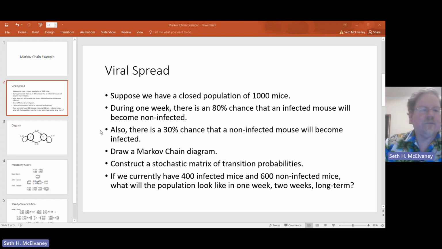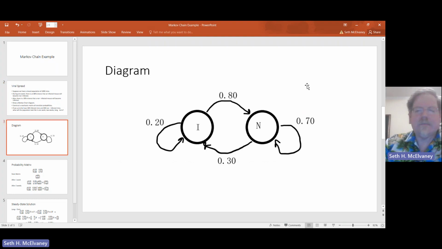What's going to happen? Okay, so I've got a little crude diagram here that I've made. Okay, so we've got I for the infected state, N for the non-infected state. And as the problem mentioned, during 1 week, there is an 80% chance that an infected mouse will transition to being non-infected. And of course, then there's a 20% chance that that infected mouse will stay infected.